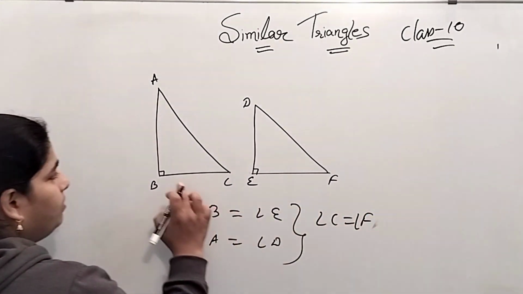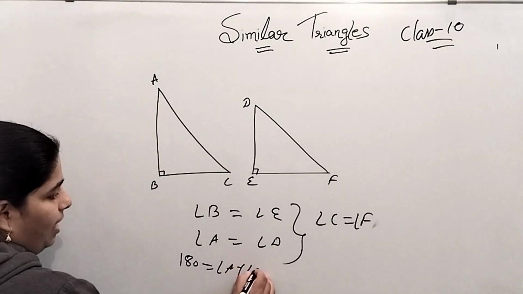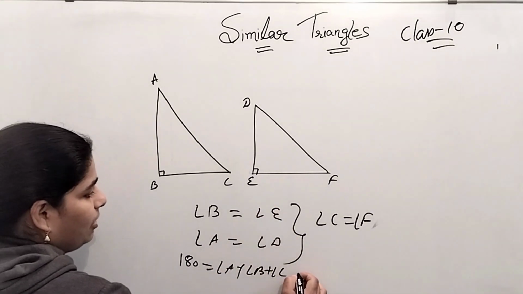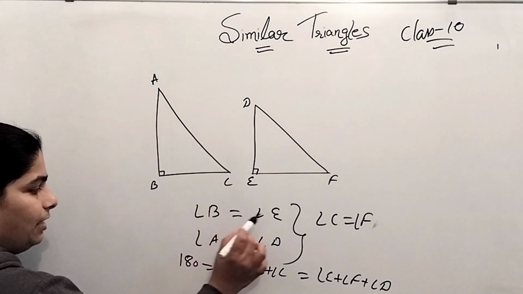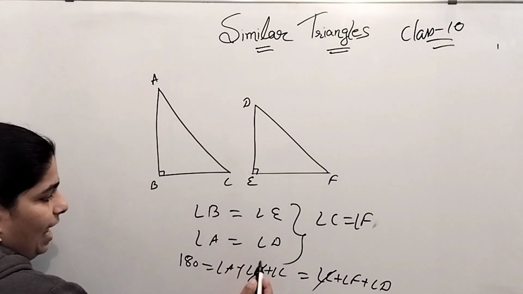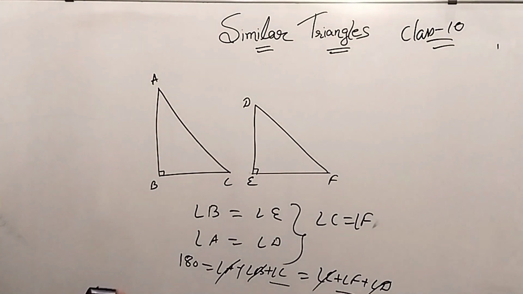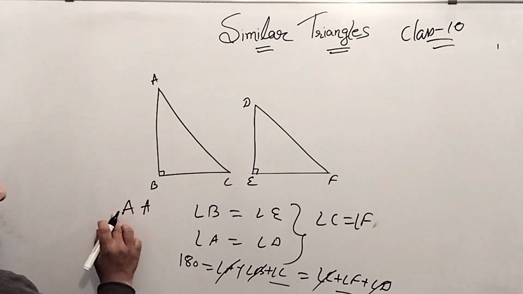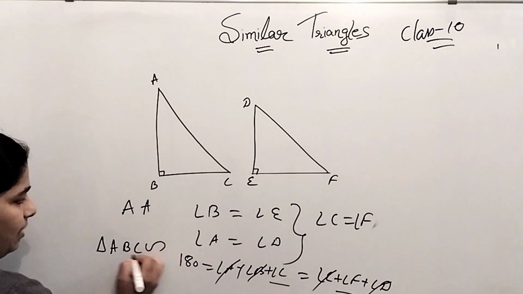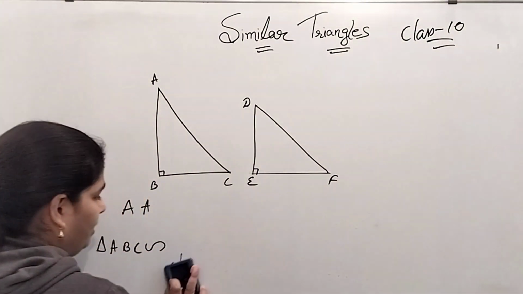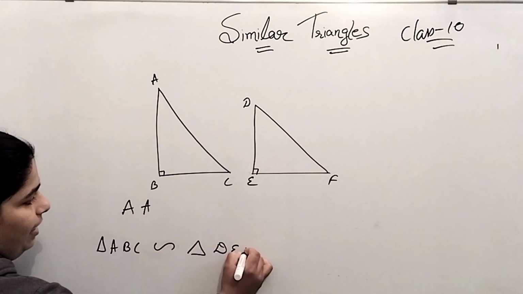Why so? Because the angle sum property says that 180 degrees is equal to angle A plus angle B plus angle C. Similarly, it will also be equal to angle E plus angle F plus angle D. Now we are already given that B is equal to E, therefore it will be cancelled out. A is equal to D, A and D will be cancelled out, therefore angle C will become equal to angle F. And we say that by AA similarity, angle similarity, triangle ABC is similar to triangle DEF. The sign for similarity is the sleeping S.